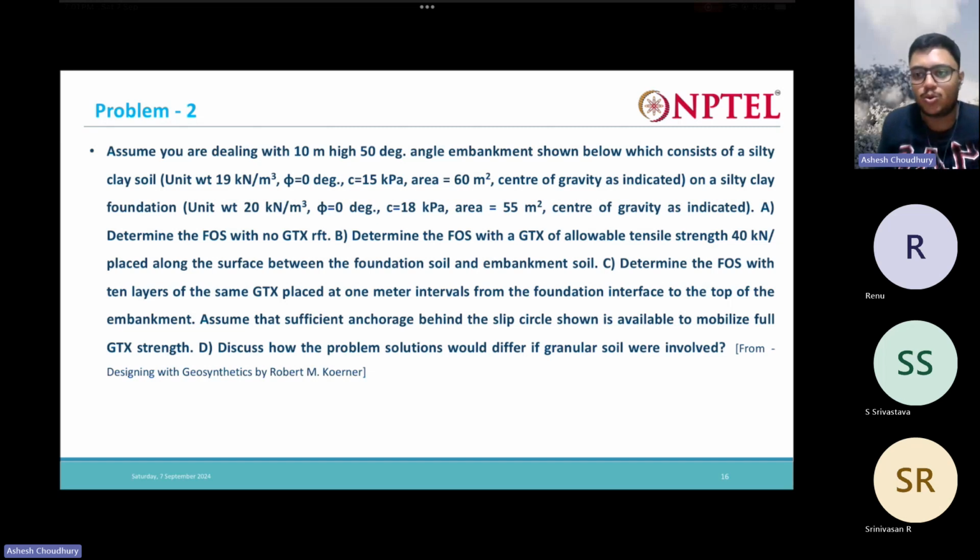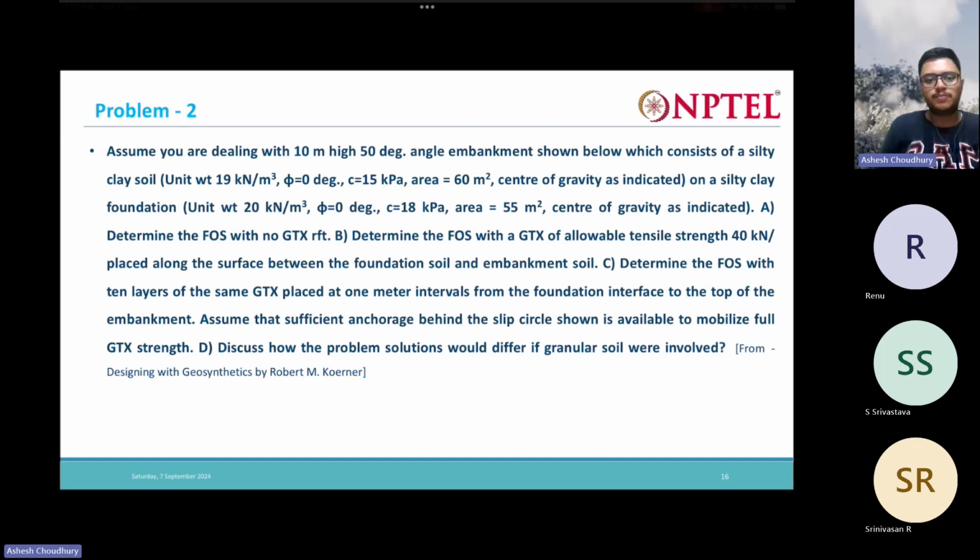So I hope you have gone through the question. What is actually asked in the question? Assume you are dealing with a 10-meter high, 50-degree angle embankment, shown below. We'll see the figure. It consists of a silty clay soil with unit weight 19 kilonewton per meter cube, phi 0 degrees, so only C is there.